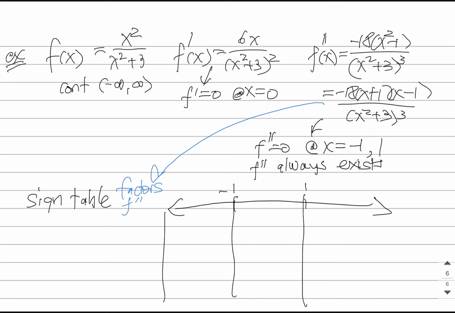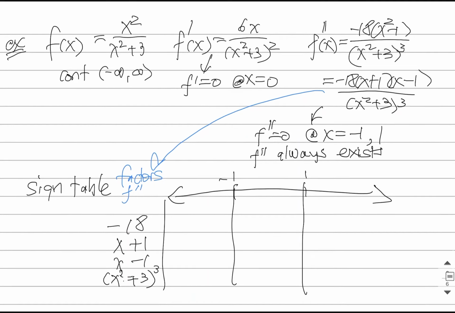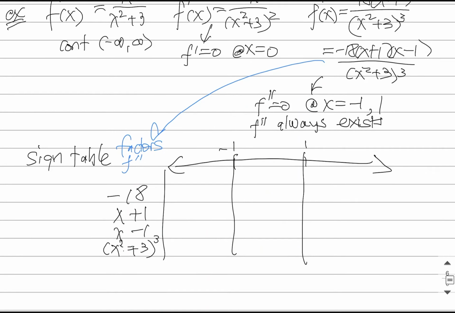So we'll have a negative 18, x plus 1, x minus 1, x squared plus 3, all cubed. It's really, really important that you factor everything. Your life will be much better off, and I've been trying to convince some of you along the way to do this. Once you've got the factors, determine their sign in each one of these regions. Negative 18 is always negative. X squared plus 3 is always positive. It doesn't matter if you cube the whole mess afterward.